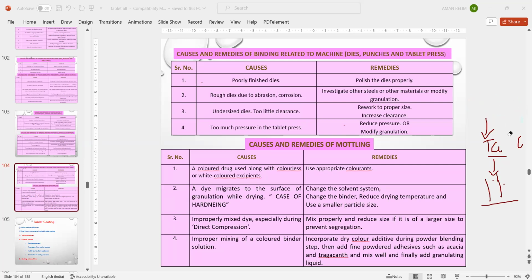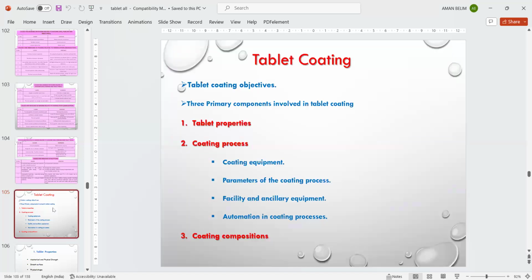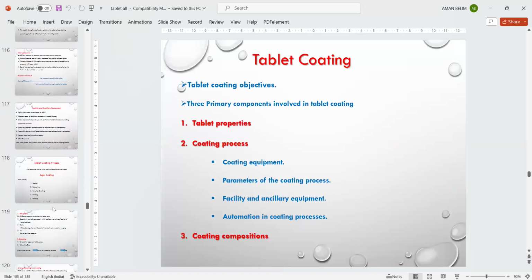In between, I have skipped some slides because they are repetitions of things I have told you already. We have discussed all the problems and their remedies for tablet manufacturing. Now we will go for the coating defects. What are the problems during coating?